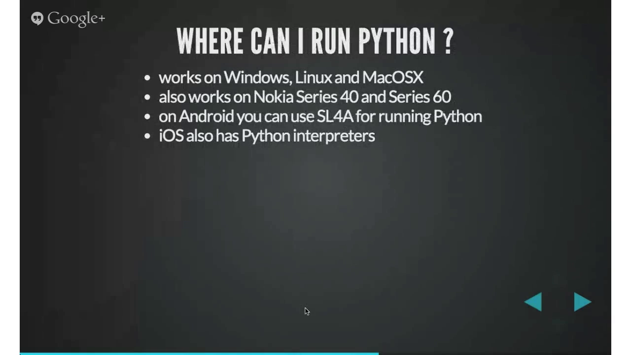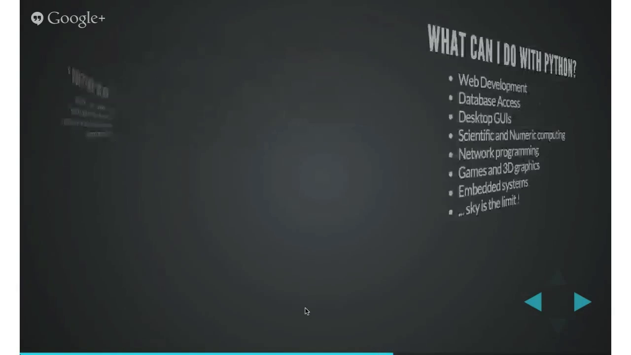So where can you run Python? It works on Windows, Linux, and OS X. You can also run it on Nokia Series 40 and Series 60 phones, which are about extinct right now. In Android, you can use SL4A, and there is also a project called Python for Android, with which you can build native Android apps using Python. And iOS also has Python interpreters, but with the iOS keyboard, I don't think you'll be able to write some good Python code. But it has interpreters, they have workarounds.